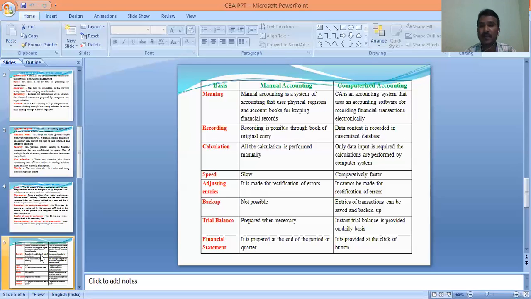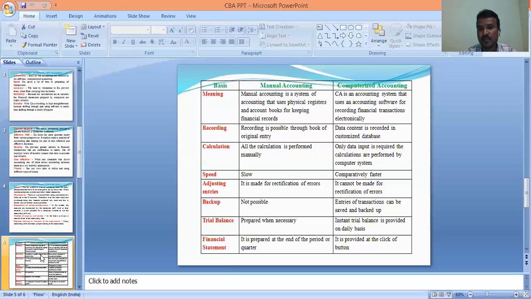Next, backup. Basically, in manual accounting, there is no scope for a backup mechanism. It's not there, because once we enter the transaction, it's highly impossible to go back and modify it and clear it. If you are going to modify it, you can round off or write it. So the scope for correction is there, but a complete correction is not possible. Going back and modifying it completely is not possible.